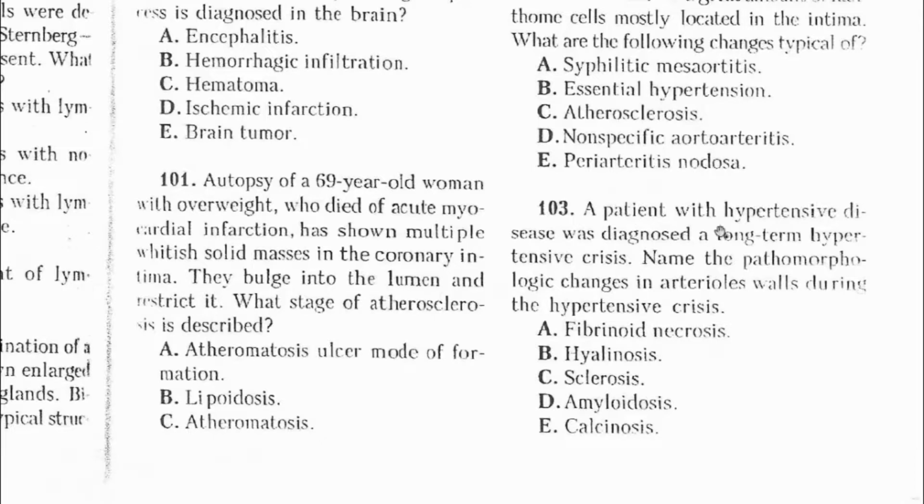A patient with hypertensive disease was diagnosed a long term of hypertensive crisis. Name the pathomorphological changes in arterial wall during the hypertensive crisis. Now, in hypertensive crisis, there is the combination of cell necrosis and deposition of plasma proteins in the vessel wall, and this is termed as fibrinoid necrosis. Hence, our answer is A.